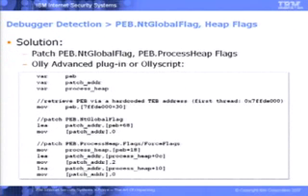This is an example of how to patch. This is an OllyScript sample for patching NtGlobalFlag and the process heap Flags and ForceFlags. It just retrieves the PEB and then patches NtGlobalFlag with 0, and then retrieves the process heap and patches the Flags and ForceFlags fields to 2 and 0, as if the process is not being debugged.